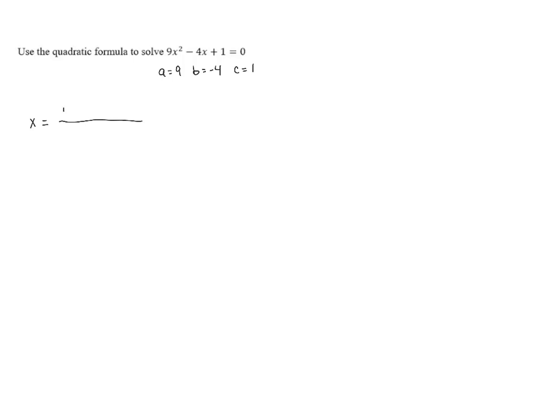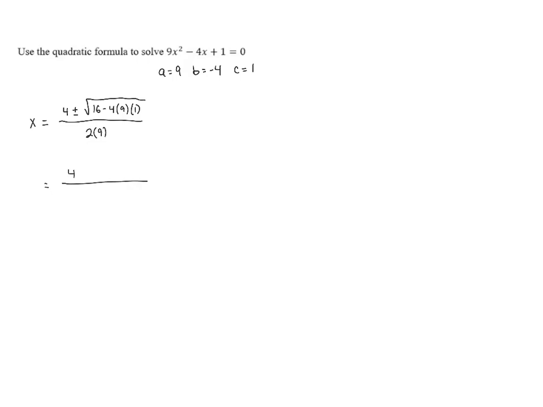In this case, the opposite of b is 4. Then we have plus or minus the square root of b squared, which is 16, minus 4 times a, which is 9, times c, which is 1, all over 2 times a, so that'll be 2 times 9.